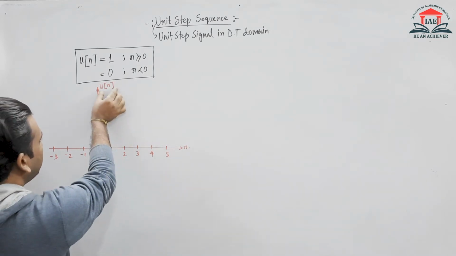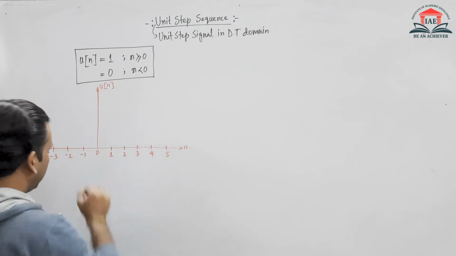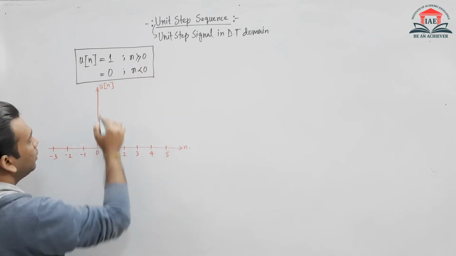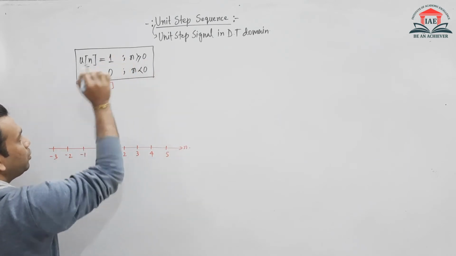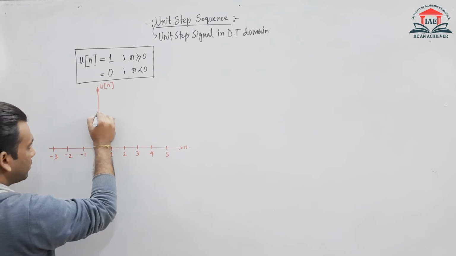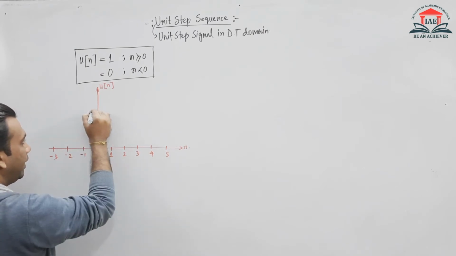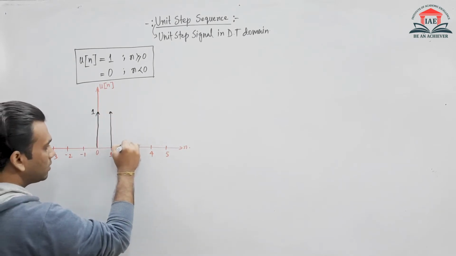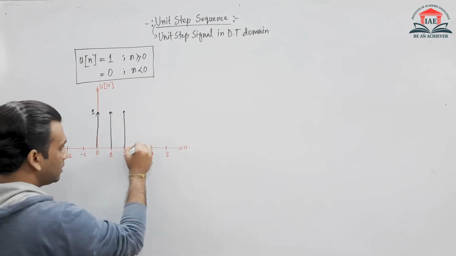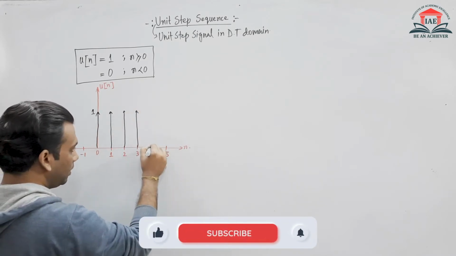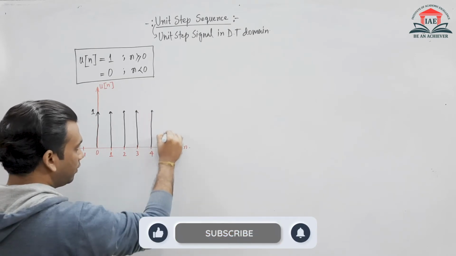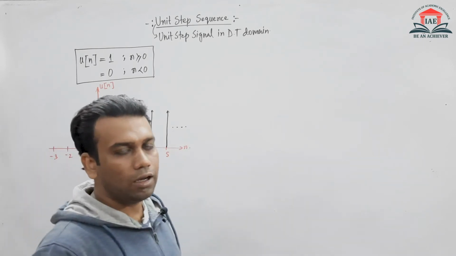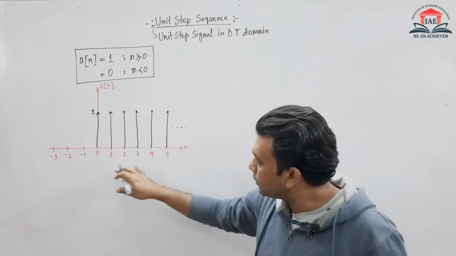Now, if we want to define this u of n graphically, you can see that when n equals 0 or is greater than 0, it will have a sample with amplitude 1. So in this case we will get a sample here, the value will be 1. Similarly here also we will get a sample with value 1. Similarly at 2, at 3, at 4, 5 and so on. So this is the graphical representation of u of n, and this is called the unit step sequence.